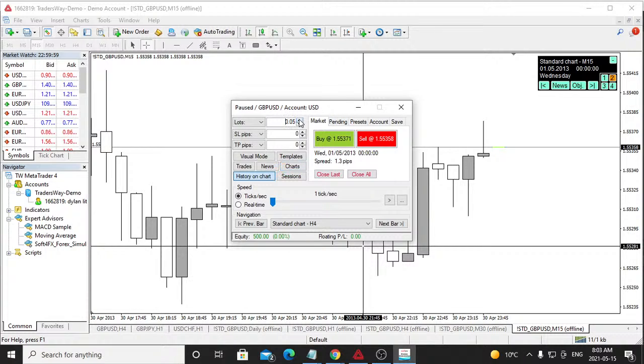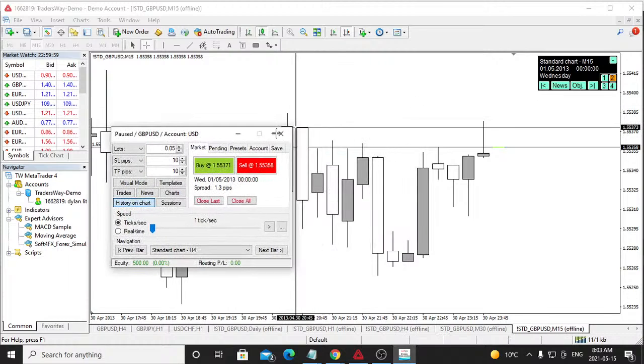So we're going to leave our lot size at 5 cents. That way if we take a 10 pip loss, it's $5 we lost. That's 1% of our account. Per week we're looking at 5%. We're going to let some things run. Let's see how this goes.